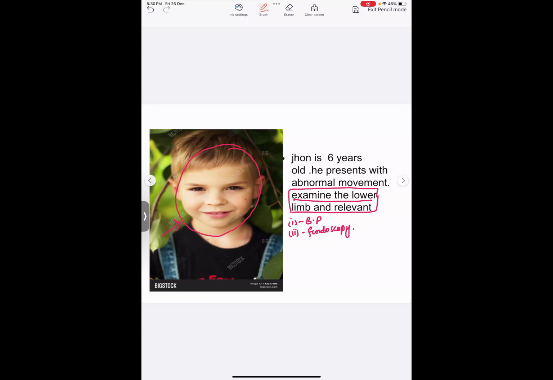Okay, what was your task? Examine the lower limb and the relevant examination. Yes, you have measured the head circumference and looked for the squint, that is very well, but you should have started from the lower limb inspection and examination. Eye examination and head circumference measurement were a part of the relevant examination.